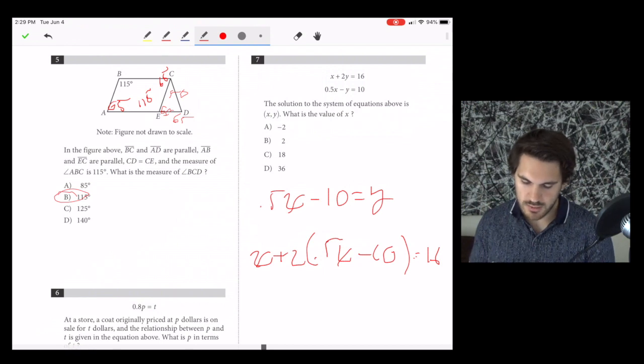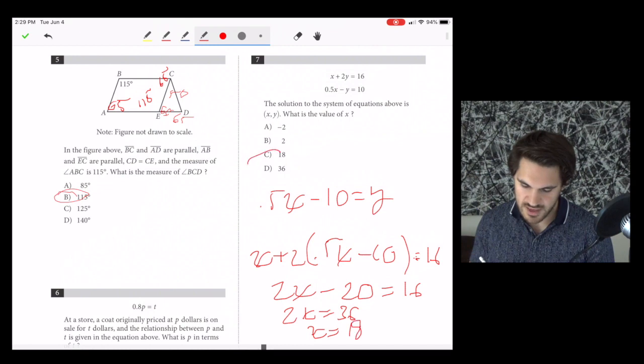So let's distribute this out. 2 times 0.5x is x. So that's x plus x, 2x, minus 20 equals 16. 2x equals 36. x equals 18. Isn't that lovely?